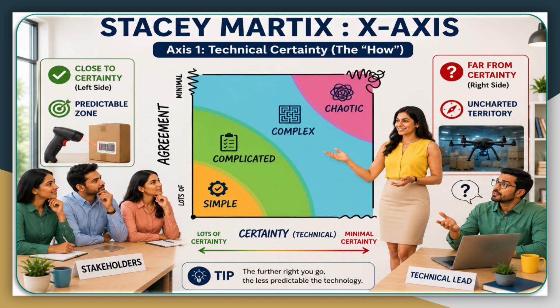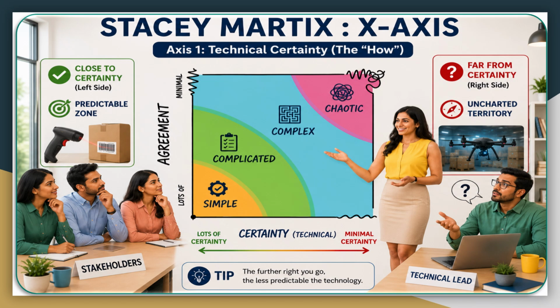On the left hand side, it is close to certainty. This is your predictable zone. If our logistics company is buying 50 standard barcode scanners for a brand new warehouse, the technical certainty is incredibly high. We have done it 100 times before. There are clear installation manuals, standard APIs, and predictable outcomes. Cause and effect are obvious.